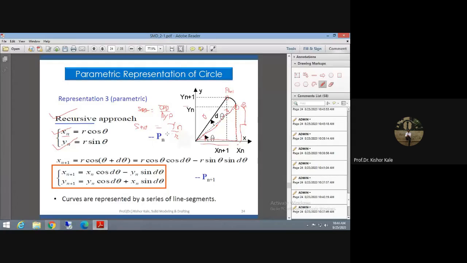Now, what we have done is written the point Pn, its coordinates are xn and yn. We have written xn and yn in terms of r cos theta and r sin theta respectively. Is it okay?